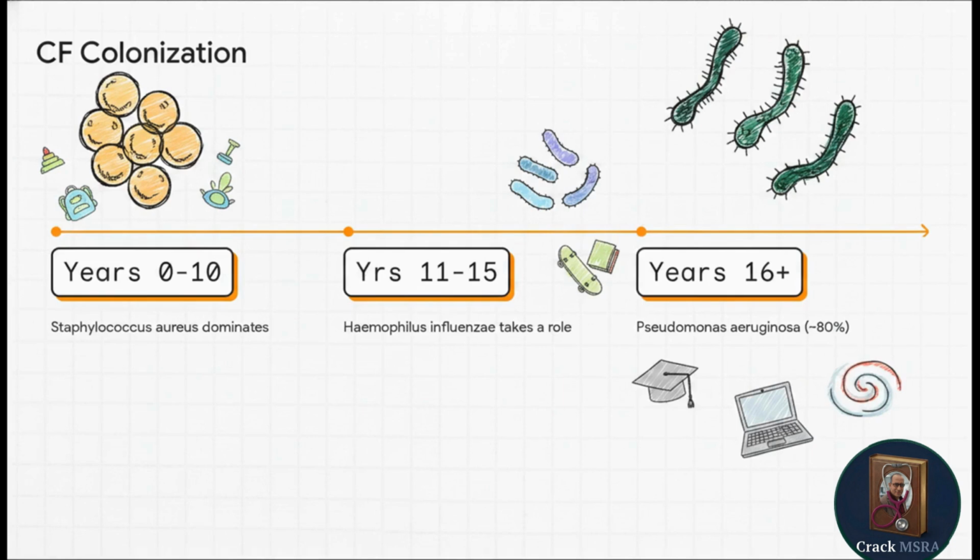As that child moves into the early teens, Haemophilus influenzae takes center stage. But look at what happens in the late teens and adulthood. Pseudomonas aeruginosa takes over completely, causing a whopping 80% of adult CF chest infections. Seriously, if you don't check the patient's age in the vignette, you're going to fall right into the trap.